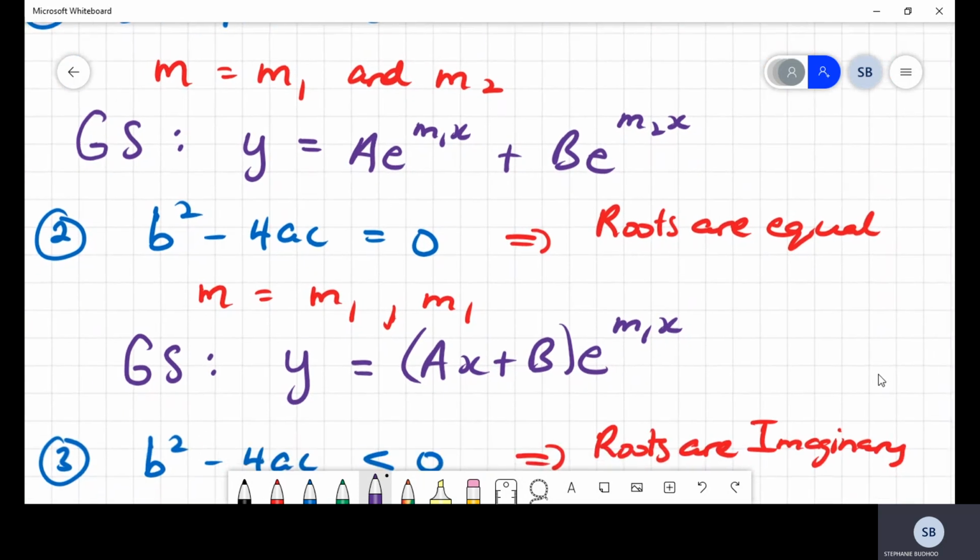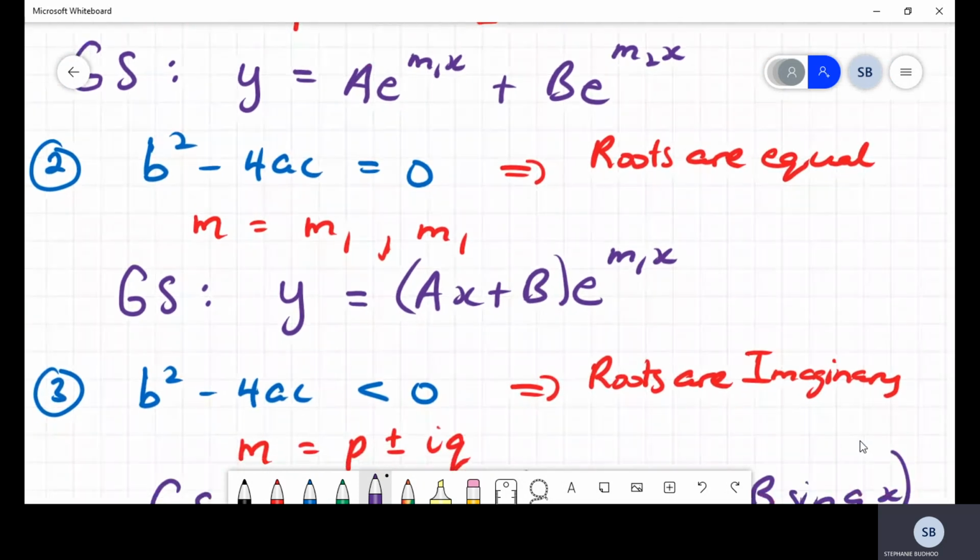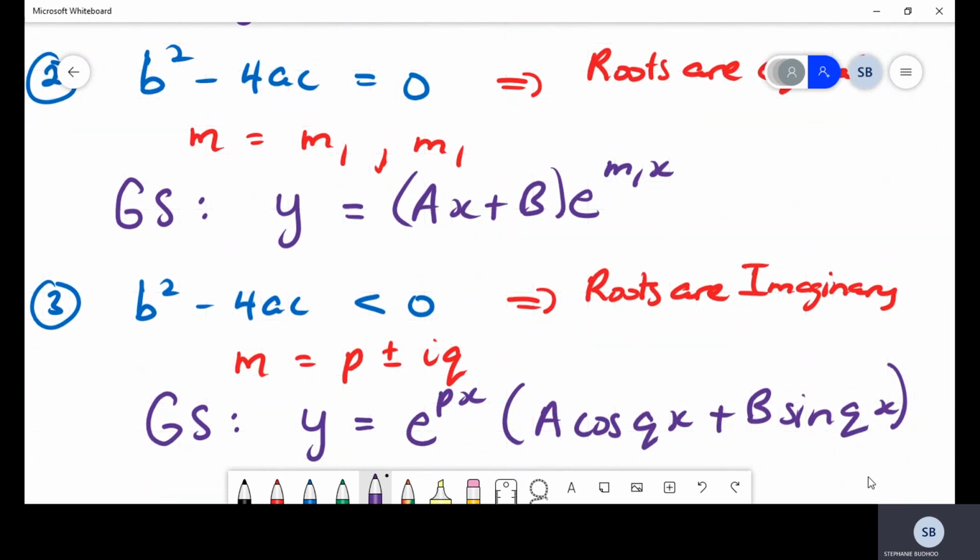And of course, if you had imaginary roots, you would have a little bit of a longer general solution, where P is your real part of your imaginary root, and Q is your coefficient of i.